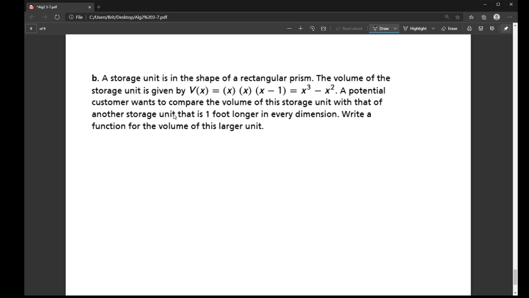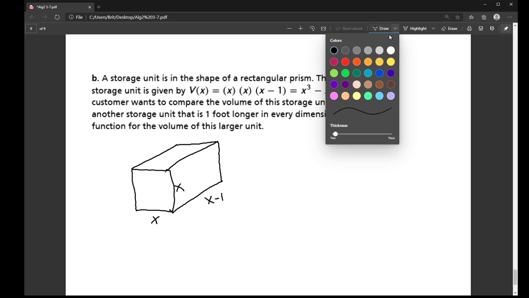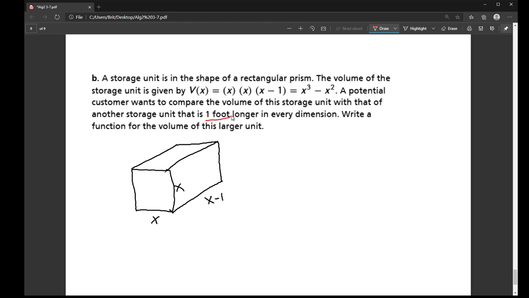Alright, now on this one we have a storage unit, okay, which is essentially a box. It's going to look like that. And it has the dimensions x times x times x minus 1. So I'm probably not drawing this to scale, don't judge me. So there's a customer that wants to compare the volume of this storage unit with another one that is 1 unit longer, or 1 foot longer in every dimension. So what they're saying is they're adding 1 to each of these.